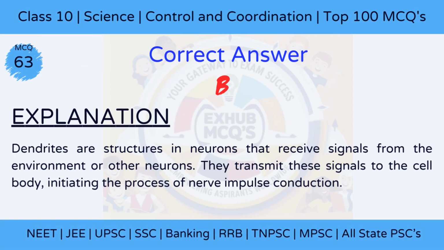The correct answer is option B, dendrite. Explanation. Dendrites are structures in neurons that receive signals from the environment or other neurons. They transmit these signals to the cell body, initiating the process of nerve impulse conduction.